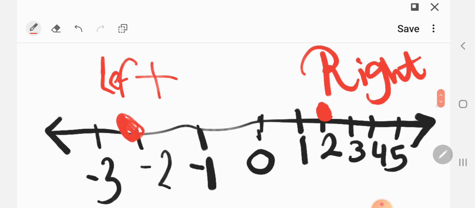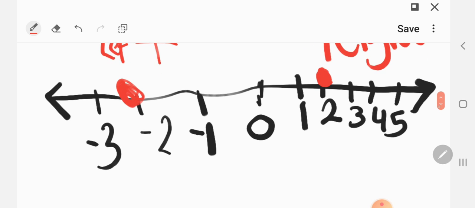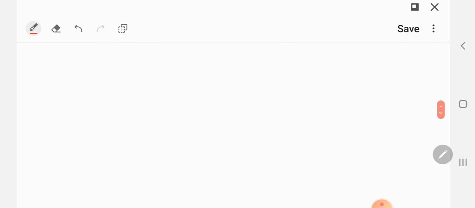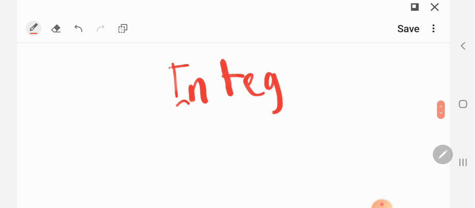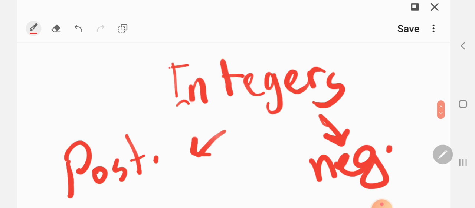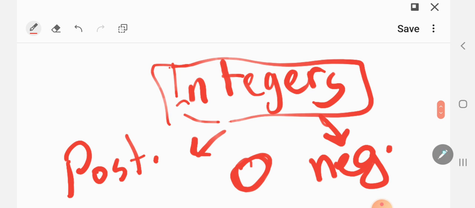Now we did finish comparing integers. As we said before, integers are all positive and negative numbers, including zero. And now we can compare integers, okay?